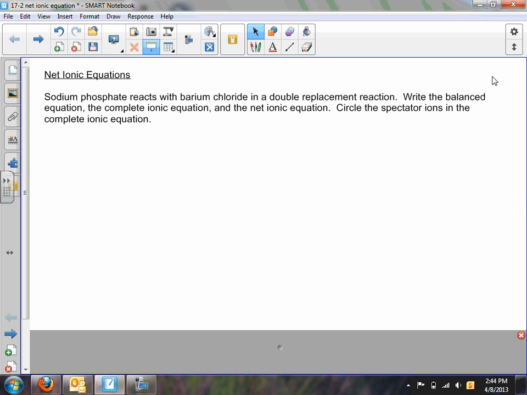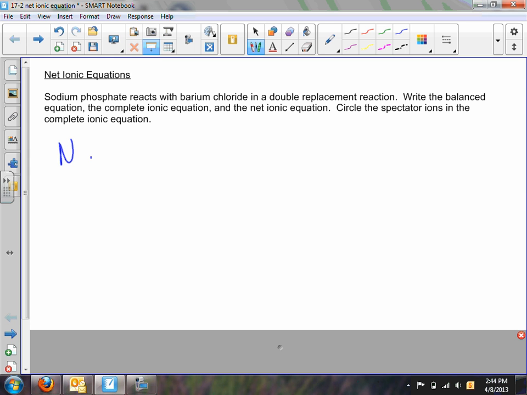17.2, complete ionic equations. Got a problem here. We want to write a balanced equation, the complete ionic equation, and the net ionic equation, and then identify what the spectators are. In order to do this, we need a solubility rules table, and we can find one of those on page 574 in our book.